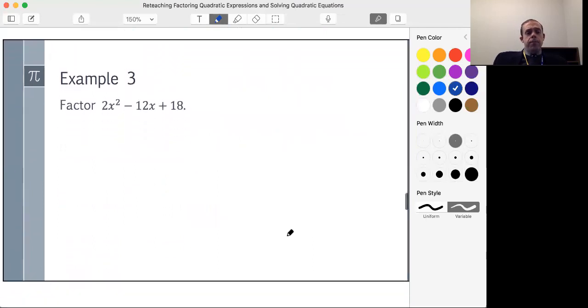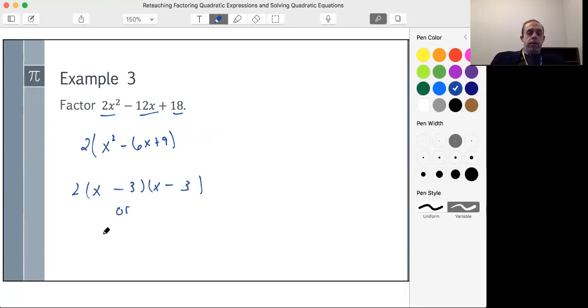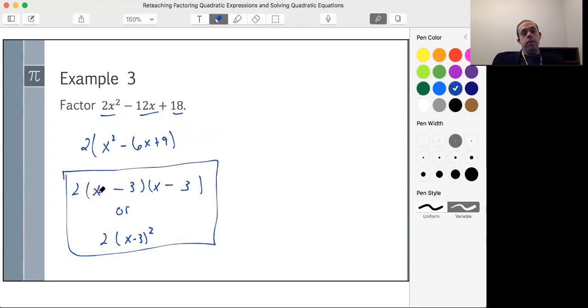So here's example 3. If you notice, there is a common factor in all terms. So step 1 is to take that out. Then I have x squared minus 6x plus 9. Notice when I factor out, I really am dividing by 2. And then I think I can factor this. This is going to be an x and an x. We want 3 and 3, and both of them are going to be negative. Or you can write this as 2 times x minus 3 quantity squared. So notice this was a perfect square trinomial.